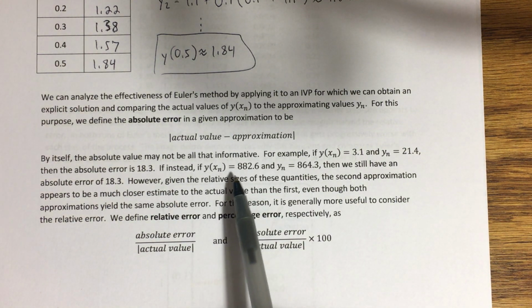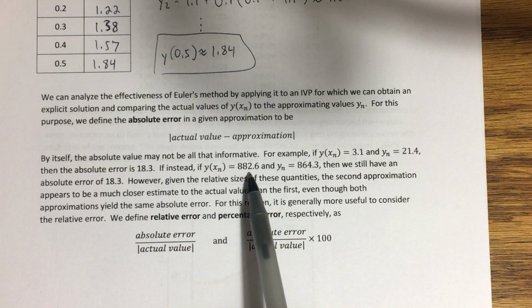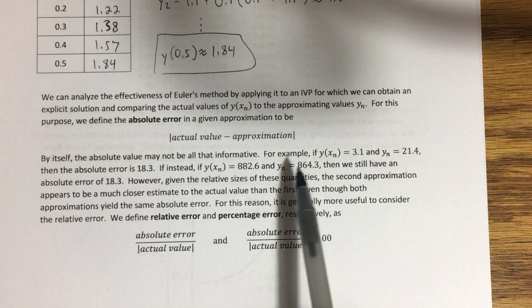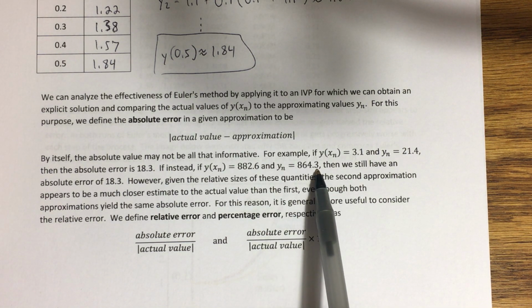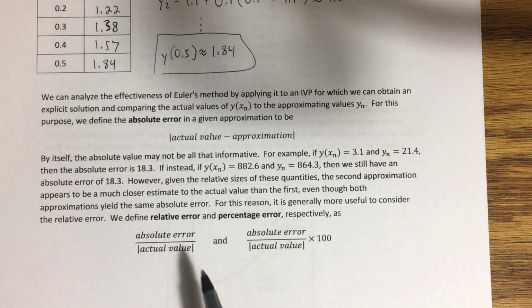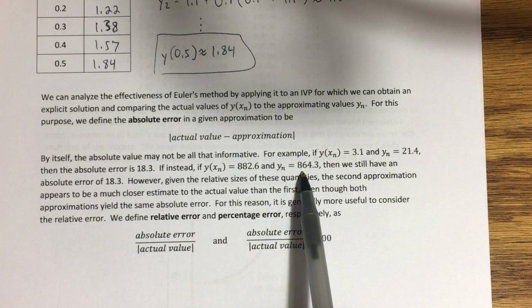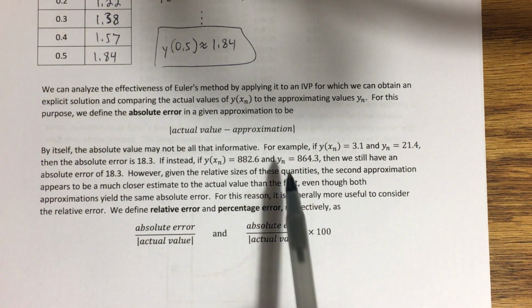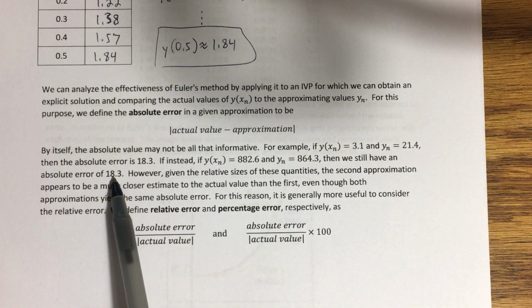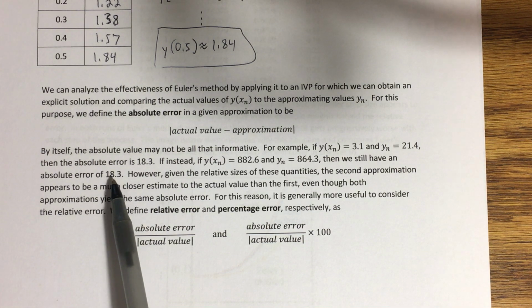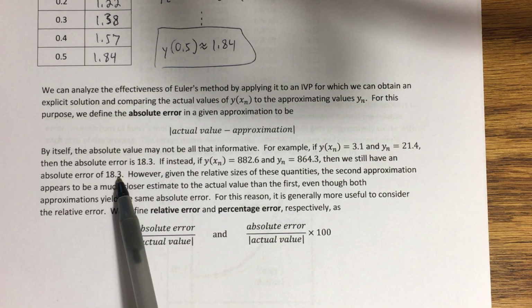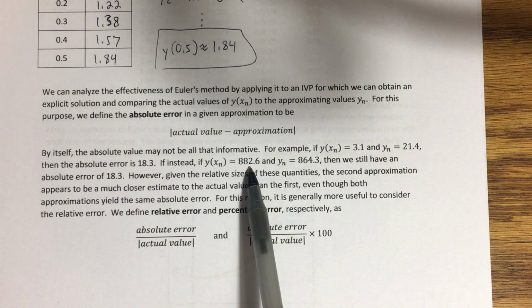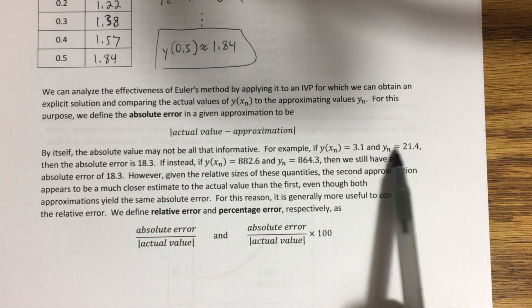But let's consider a different example. What if I was looking at a different IVP and the true value that I was looking for was 882.6 and my approximation gave me 864.3? Well, given the relative sizes of these numbers, that doesn't feel like it's too far off. It still misses the mark by a decent amount, but they're both in the 800s, right? But if you look at the absolute error between these two, it's the exact same as the previous example, 18.3. So even though we get the same measure of error in both examples, in one case that 18.3 is a lot less significant than it was here.